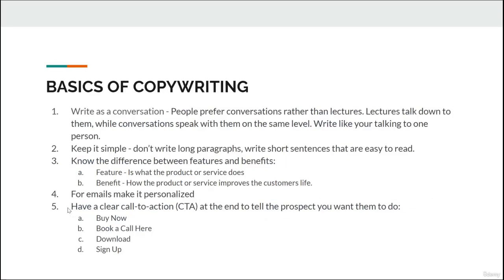So here are the basics of copywriting. Number one, whenever you write something to someone, you want to write it as a conversation. People prefer conversations rather than lectures, right? Lectures talk down to them, while conversations speak with them on the same level. To write as a conversation, all you want to do is write like you're talking to one person. So if you're writing an email to someone, but you're really sending the email out to a bunch of people, you just want to make the email sound like it's going to that one person.